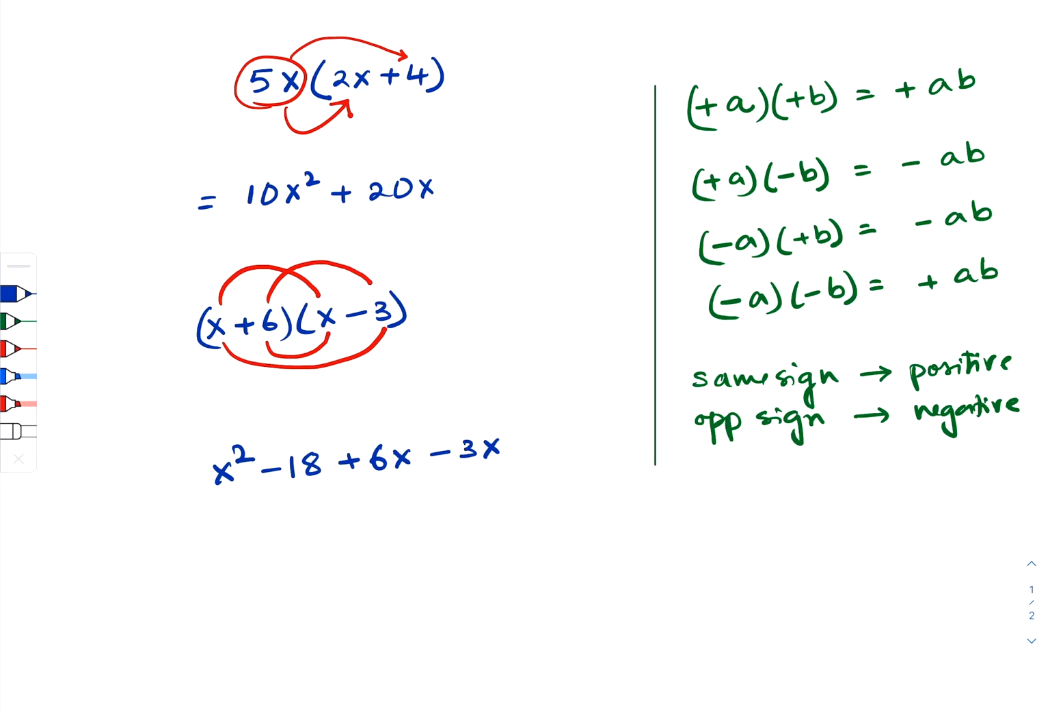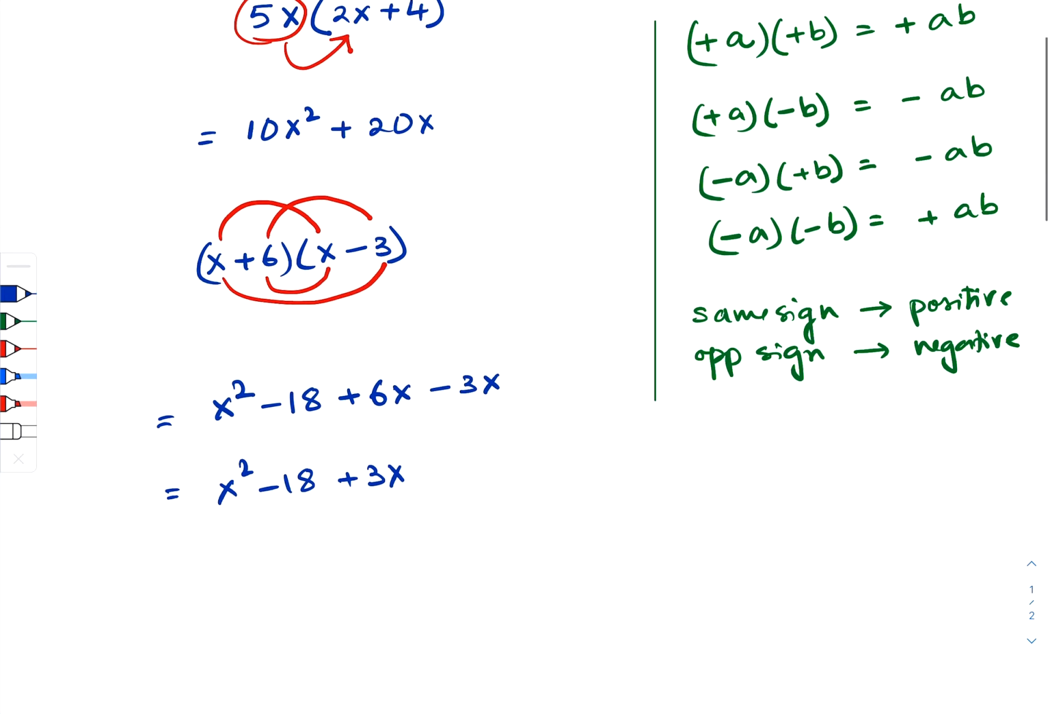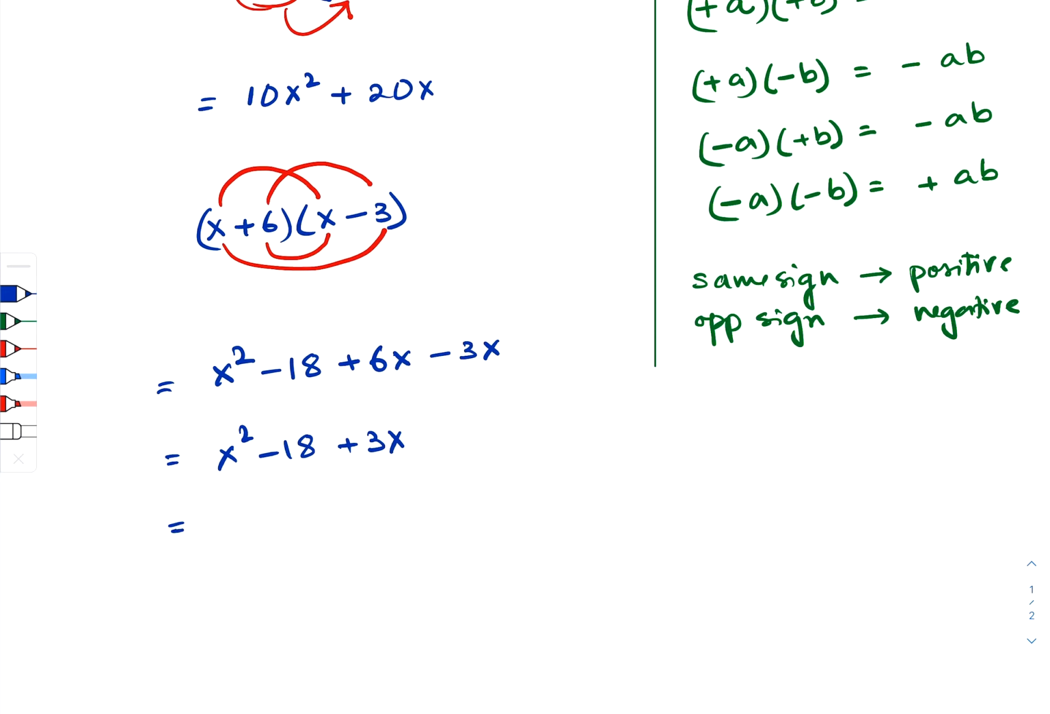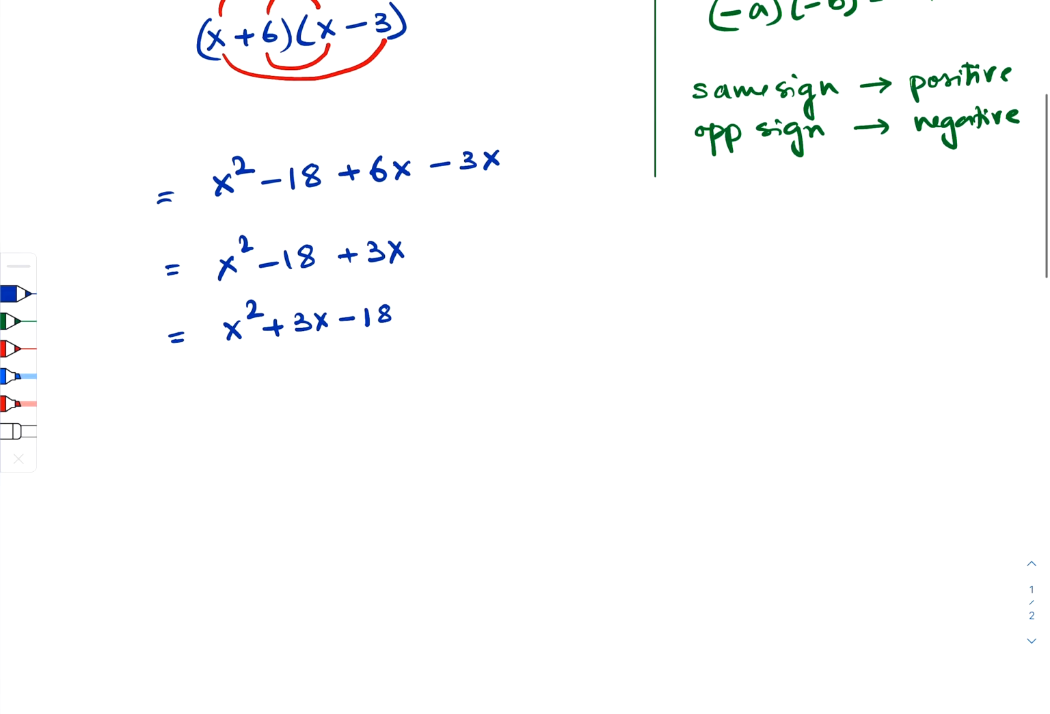Anyway, now let's go ahead and combine like terms. You have the 6x and the negative 3x that need to be combined. So that becomes x squared minus 18 plus 3x. And then the last thing is you want to rearrange the terms, from highest power to lowest power. So x squared plus 3x minus 18. And that's the answer. All right, hopefully that made sense. Let's do another one.